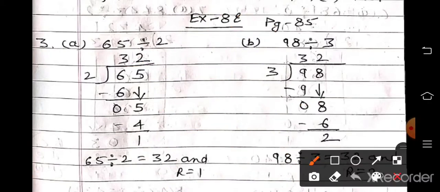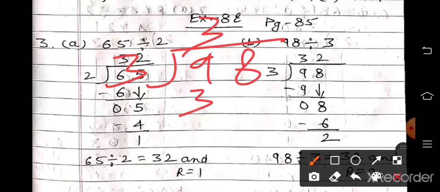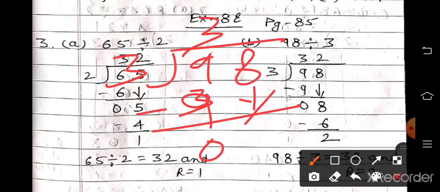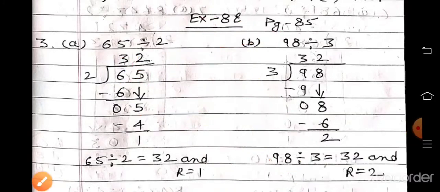Now 98 divided by 3. 3 3 ja 9. 0 and 8. 3 1 ja 3. 3 2 ja 6. 3 3 ja 9. 9 is more than 8. So here 3 2 ja 6. 8 minus 6, 2. Okay, so here remainder is 2. Okay, now the next.